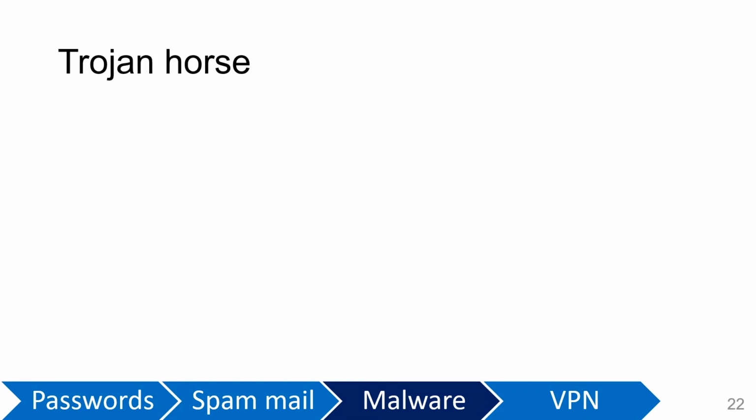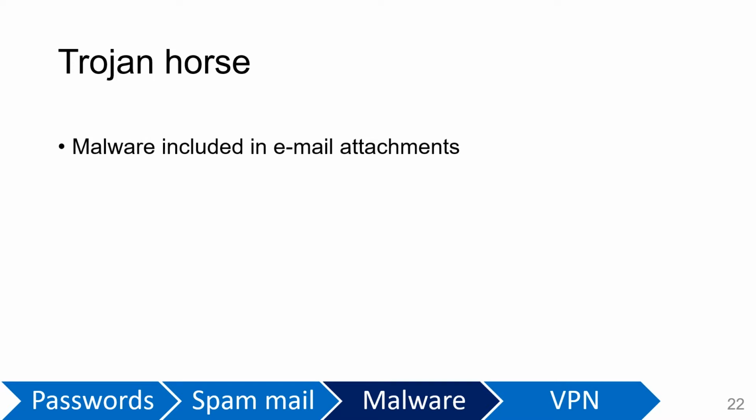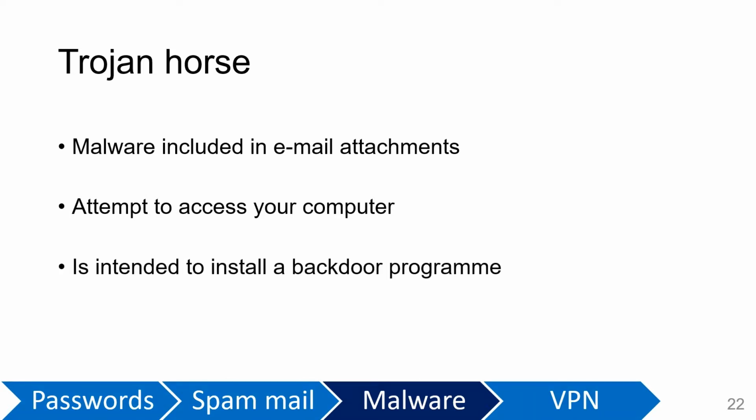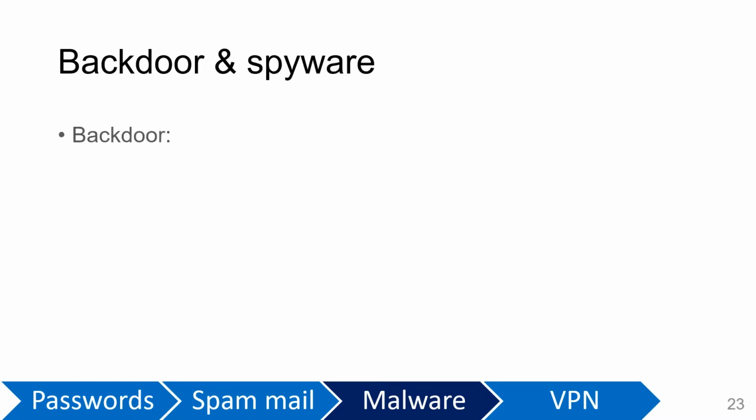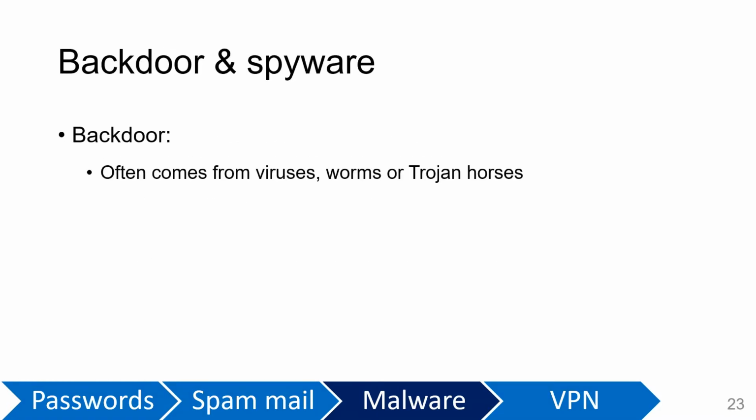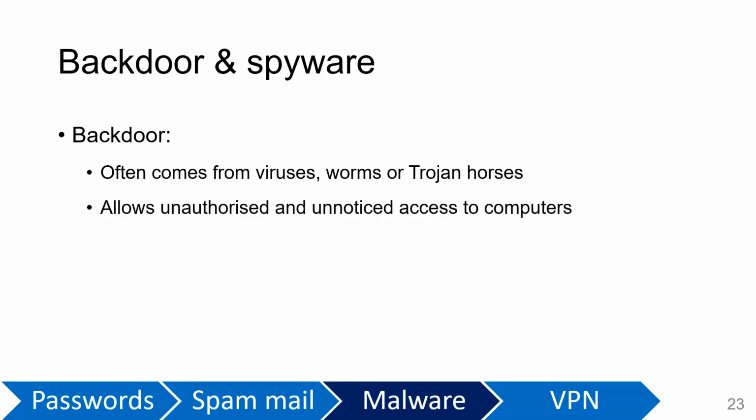A Trojan horse is a combination of a useful host program and a hidden malicious part, such as spyware or a backdoor. However, the Trojan horse does not spread itself, but promotes the useful part of the host program. A backdoor, which is often introduced and installed by viruses, worms, or Trojan horses, allows unauthorized and unnoticed access to the computer by third parties.